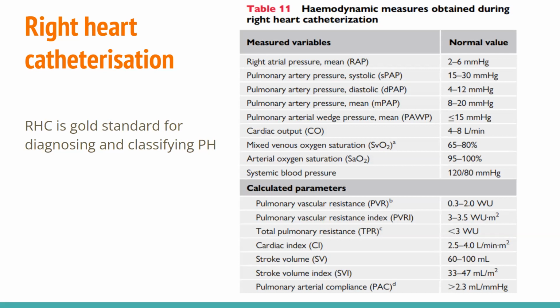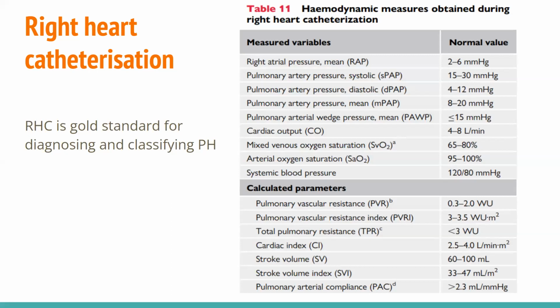So when we do a CTPA, we come to know about the filling defects, which could be because of thrombus which is adherent to the vascular wall, or there could be webs, which are bands in the PA, or it could be PA retraction or dilatation, mosaic perfusion pattern is seen, or enlarged bronchial arteries also can be visualized.